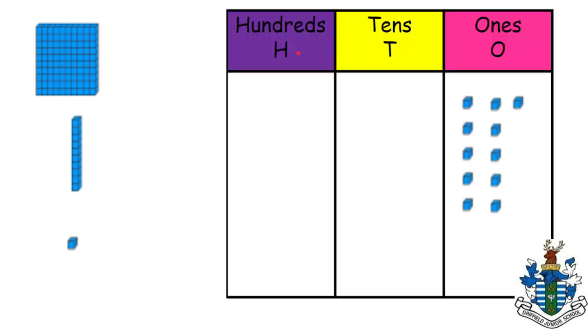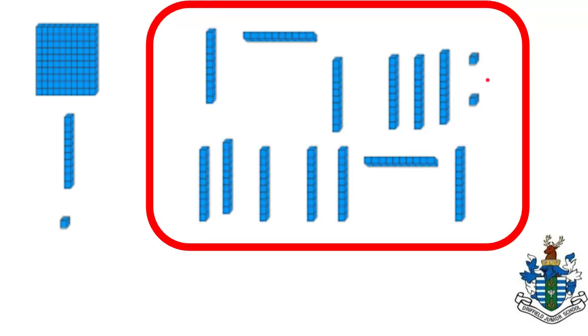Same thing is true on a place value grid. We've got 11 ones. We can exchange 10 of those for one stick, which gives us 1 10 and 1 1, representing 11.